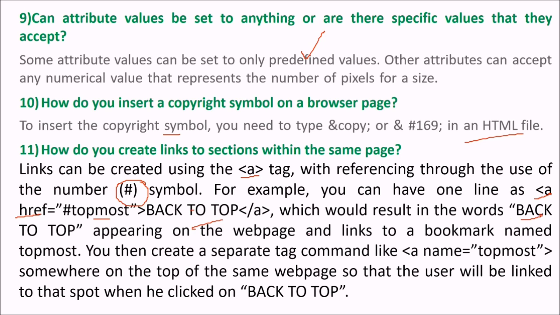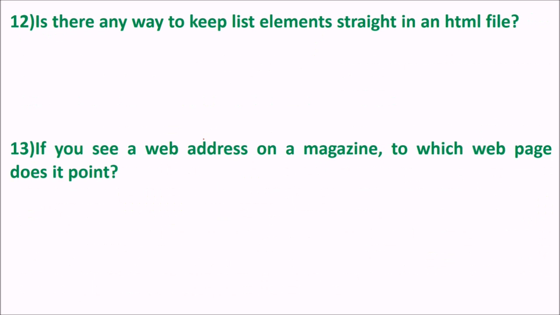This will result in the words "back to top" appearing on the web page, and you'll see a link to a bookmark named topmost. So you then create a separate tag, say A, and then you have a name, anchor name is equal to topmost, somewhere on the top of the same web page, so that the user will be linked to that spot when he clicks this back to top link as suggested here.